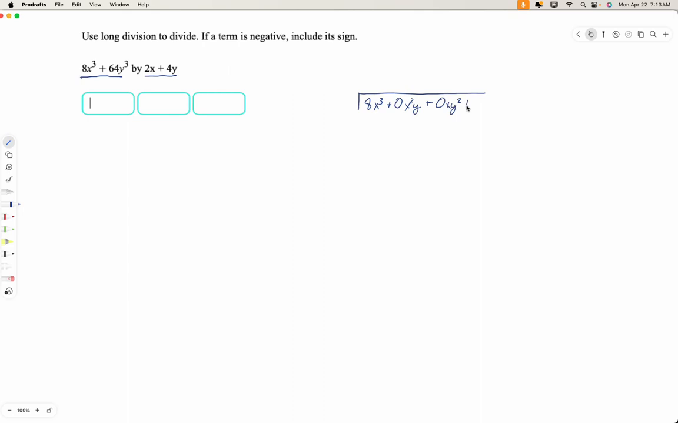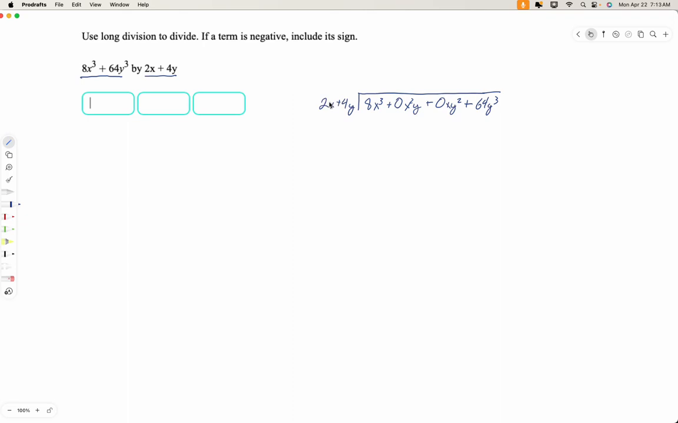Now we're going to use our y cubed term, which is 64y cubed. Still 3 degrees. We just shifted over 3 degrees to get to y cubed from x cubed. You have to add that y a little bit at a time to get where we need to go. So now we're going to use our divisor, 2x plus 4y here.